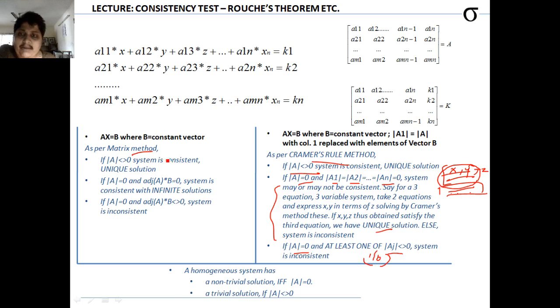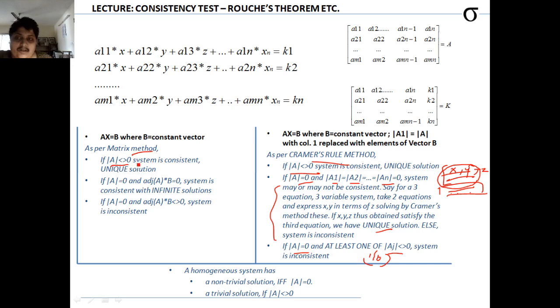So now the matrix method is very similar in terms of the approach, but you might be interested to know that Rouche's theorem is based on the matrix method internally. But Rouche's theorem is, of course, clearer, and it's a more elegant, straightforward way to think about consistency. But for the matrix method, this is the way it goes.